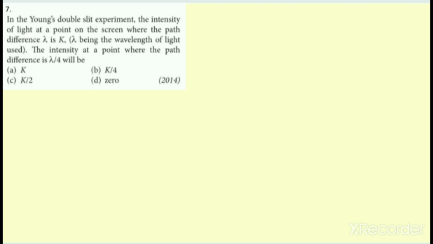So in this question we have to find out the intensity between two waves when their path difference is lambda by 4. When the path difference is lambda, the intensity is K. It is given in the question. So when the path difference will be lambda by 4, what will be the intensity? This is our question to solve.